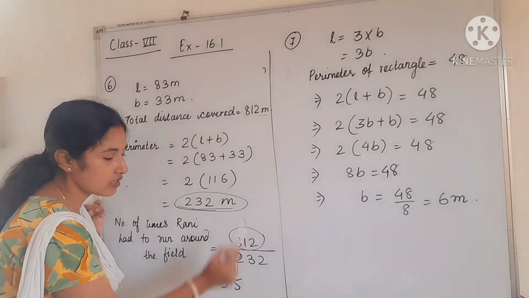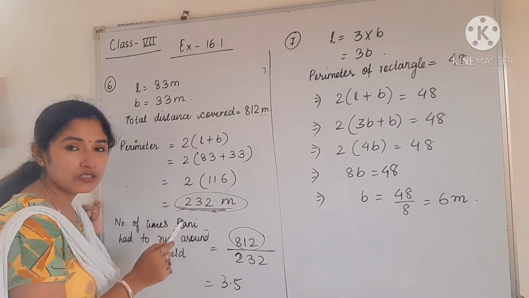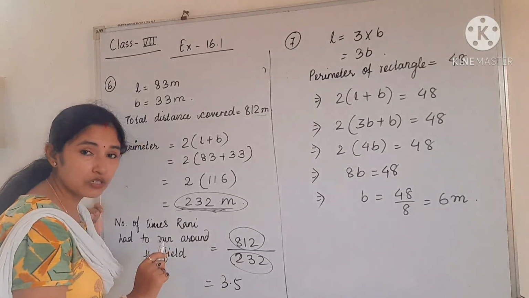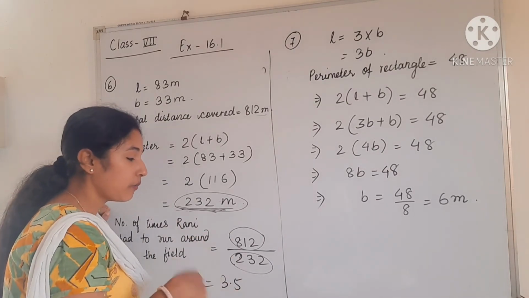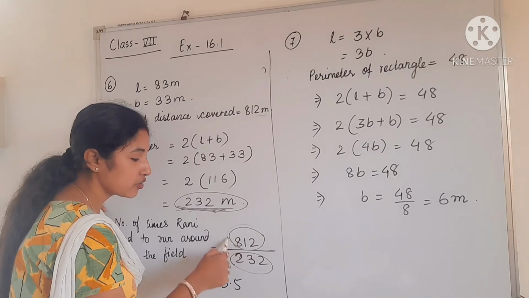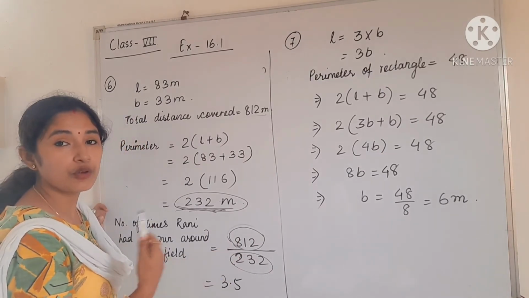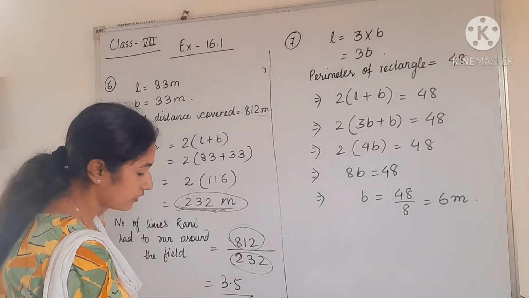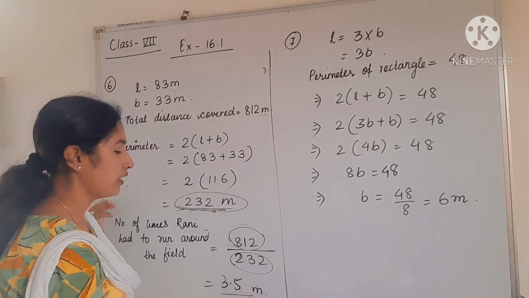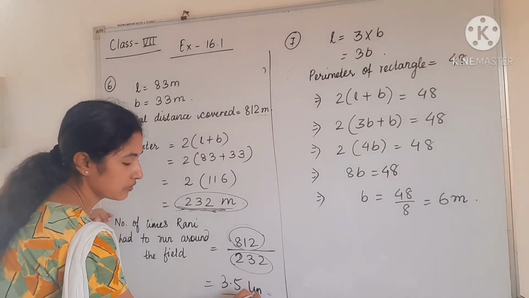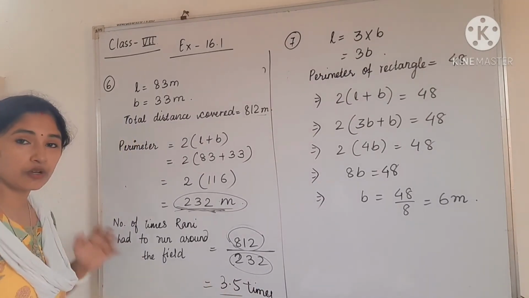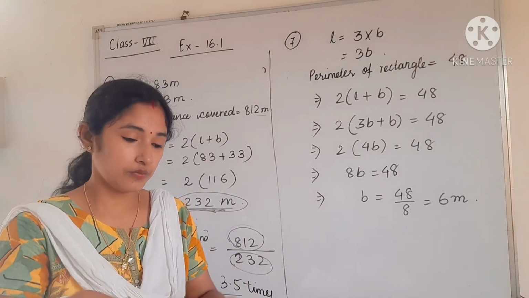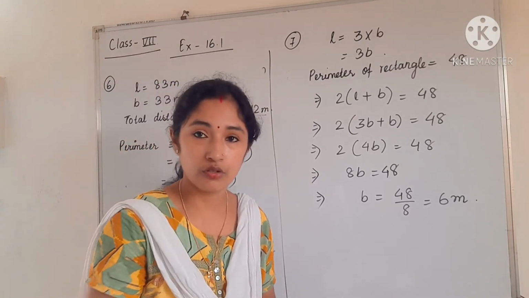By dividing the total distance covered by what? The number of distance she is covering in one round. So in one round she is covering 232 meter, but in how many rounds she is covering 812 meter, we don't know. So that number of rounds we have to find. After cancelling it, or you can divide it, you will get 3.5 times. So this will not be in meter, because we are finding the number of times, or you can say the number of rounds.